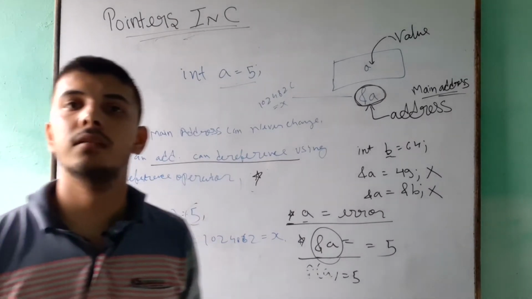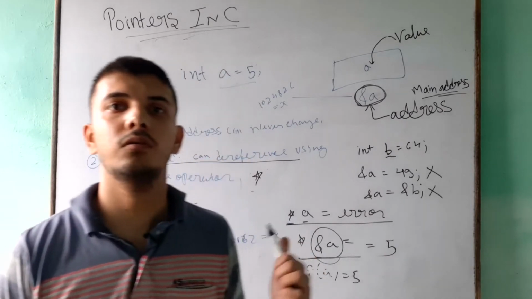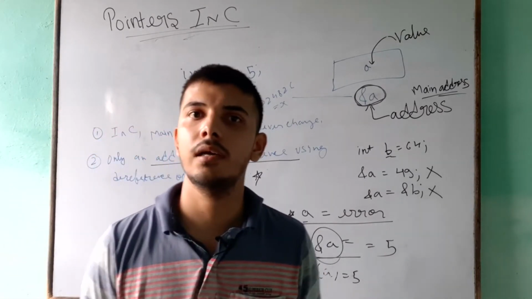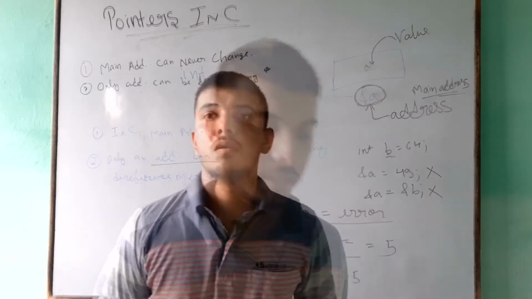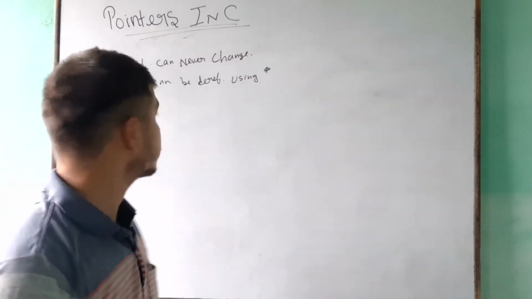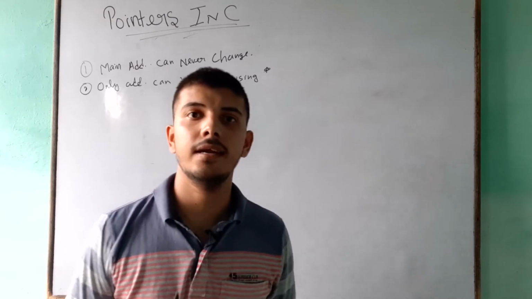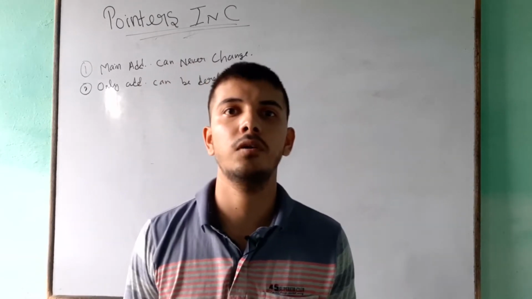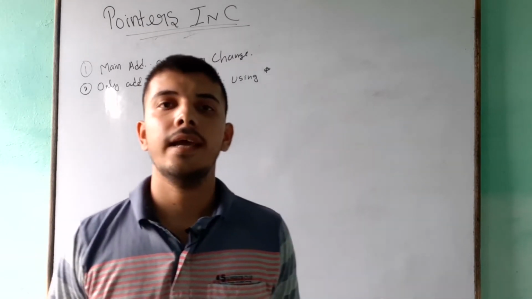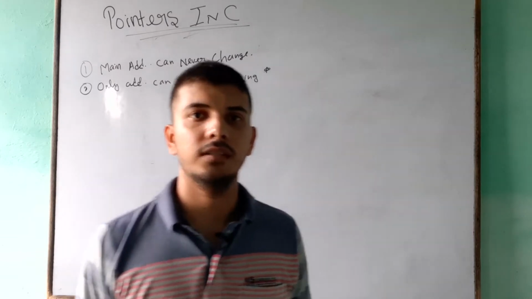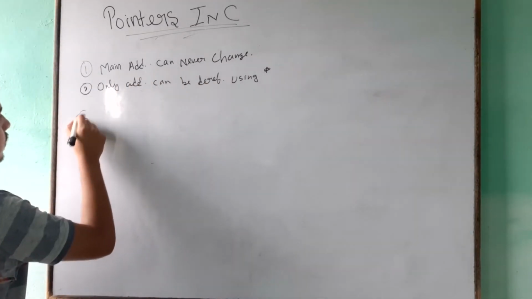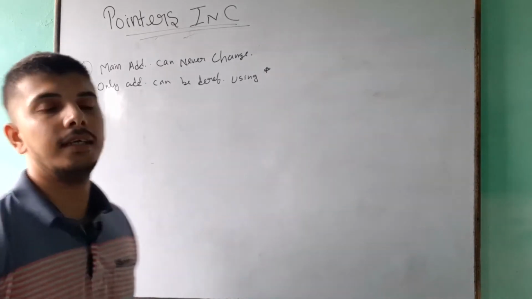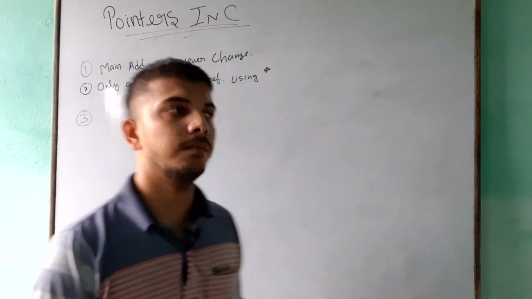Now let's see some other points, but keep in mind that these 2 points are really important and we will be talking about them throughout the lecture. The first 2 points were that the main address can never change, and that only an address can be dereferenced. Now let's talk about the third point. Before stating it, let's understand it.